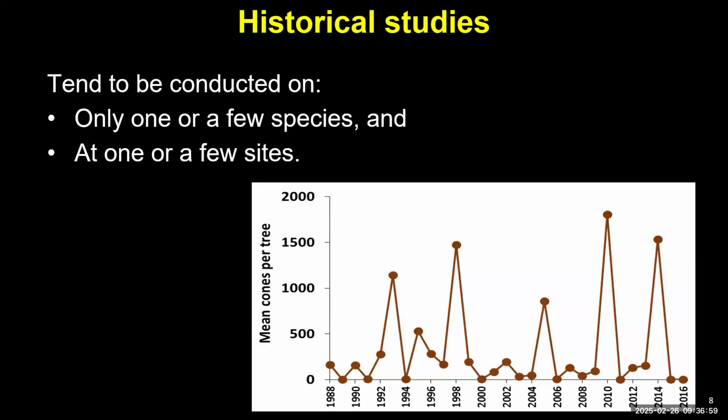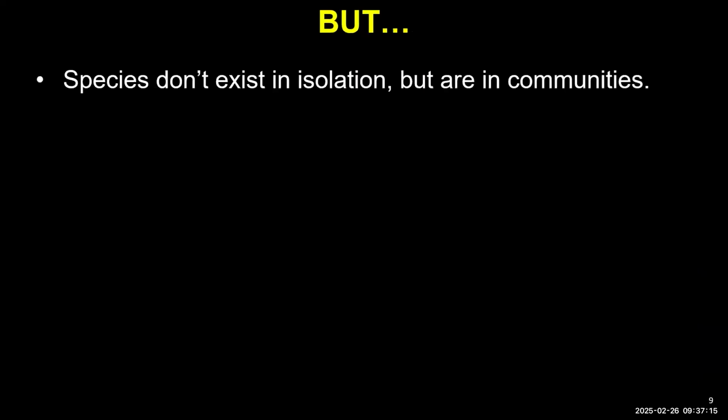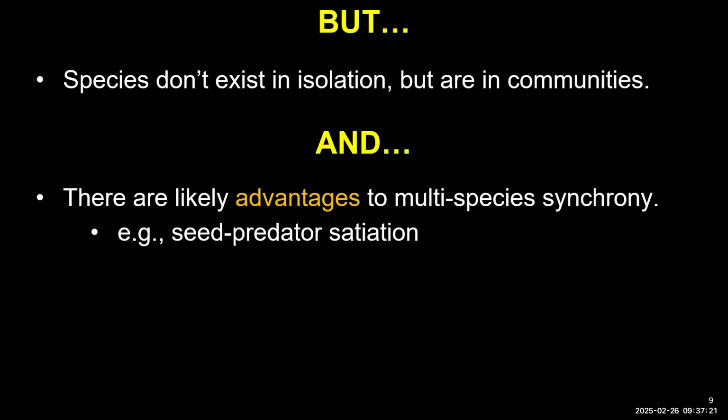And so there's been a lot of work done on just one or a few species at a time, and at just one or a few sites historically. So we wanted to take a different approach because we were thinking about species don't exist in isolation, but they exist in communities. And that there could be advantages to this idea of multi-species synchrony. So if different species were completely out of sync, then that seed predator population would just increase.